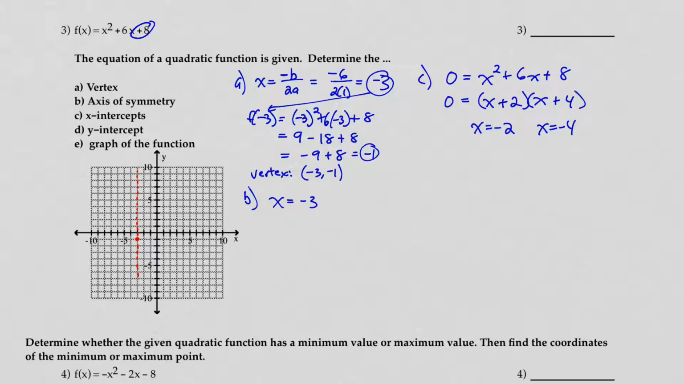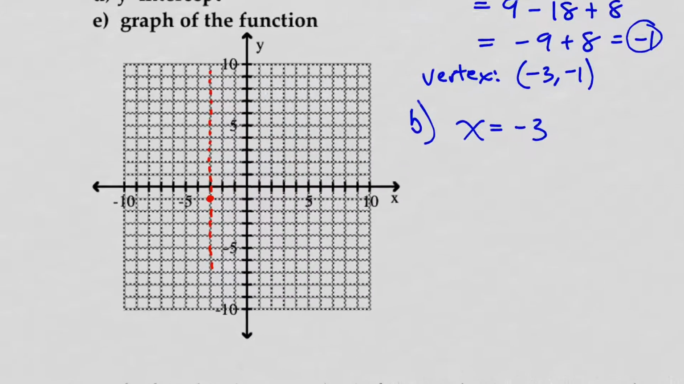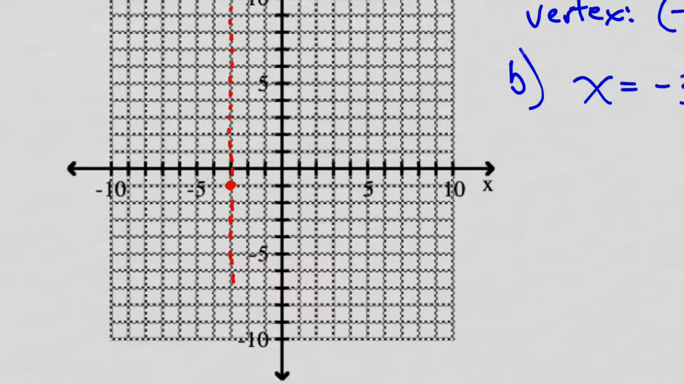Okay. And if you want to do the coordinates, that's fine as well. It's not really necessary. So we can come over here and graph these. -4 is right here, and -2 is right here. As you can see, they're equal distance from that axis of symmetry.